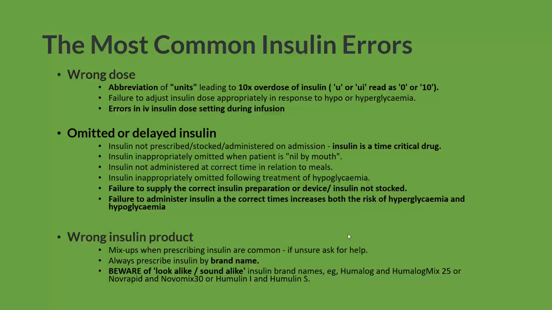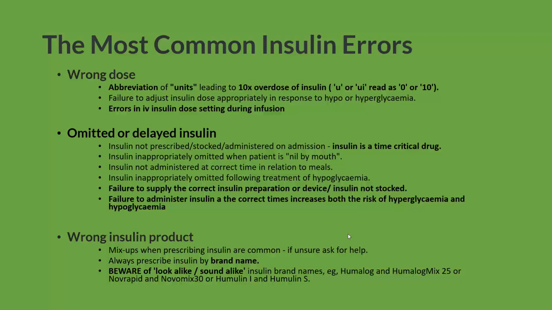Insulin not administered at the correct time in relation to meals. If the patient is injecting, they know that a short-acting insulin should be injected about 20 minutes, and at least 15 minutes, before meals. If the insulin is given at incorrect times, then people can go into hypers and hypos. Then insulin inappropriately omitted following treatment of hypoglycemia: sometimes you treat hypoglycemia and completely stop insulin. Failure to supply correct insulin preparation or device: I will be showing you the devices and the types of insulin, so you will be familiar with them.